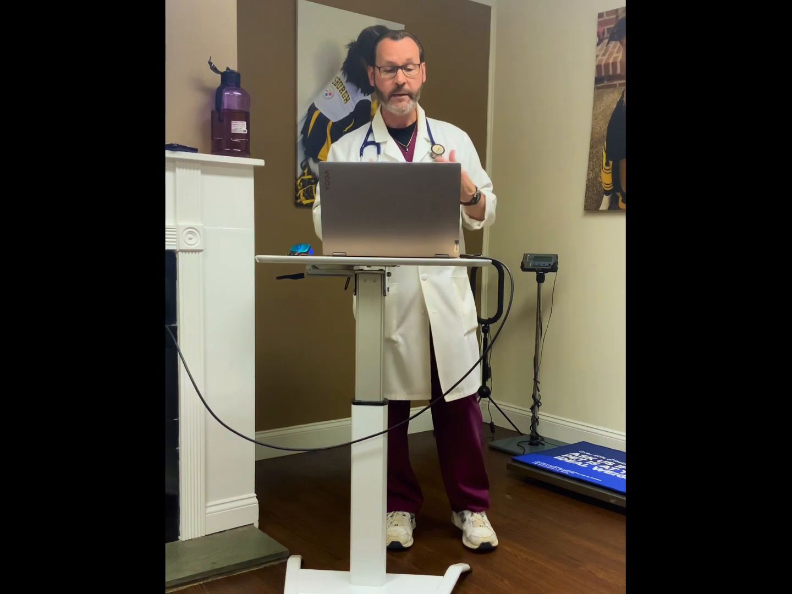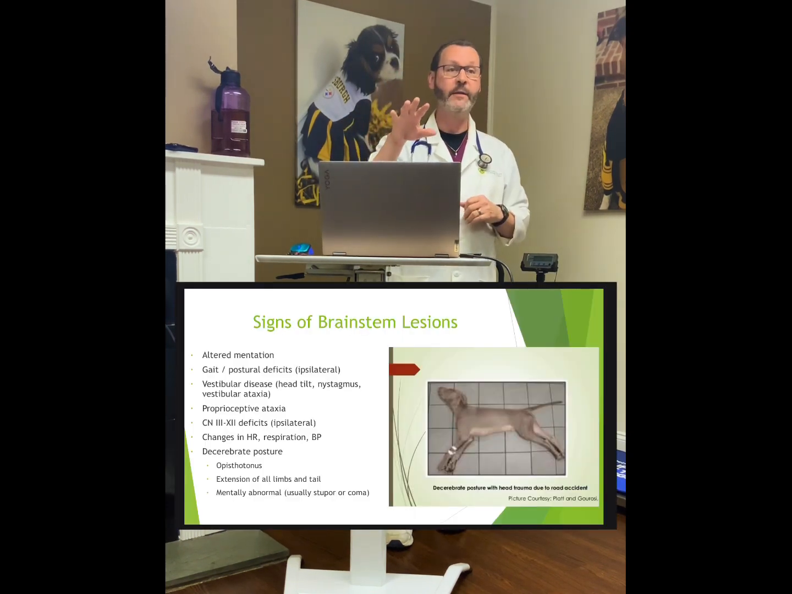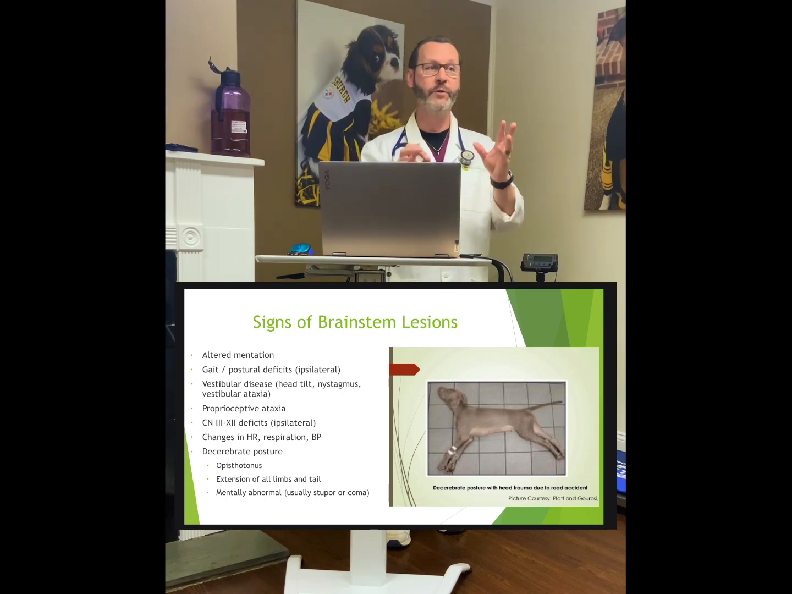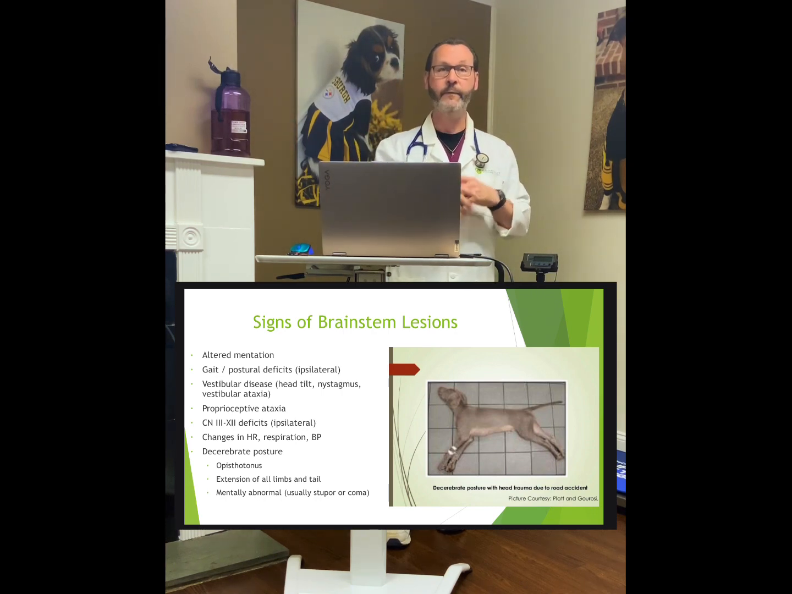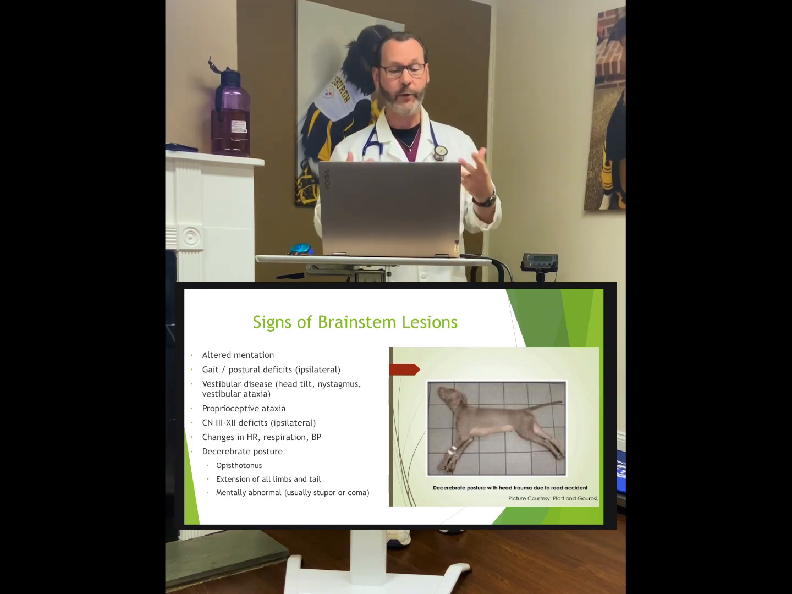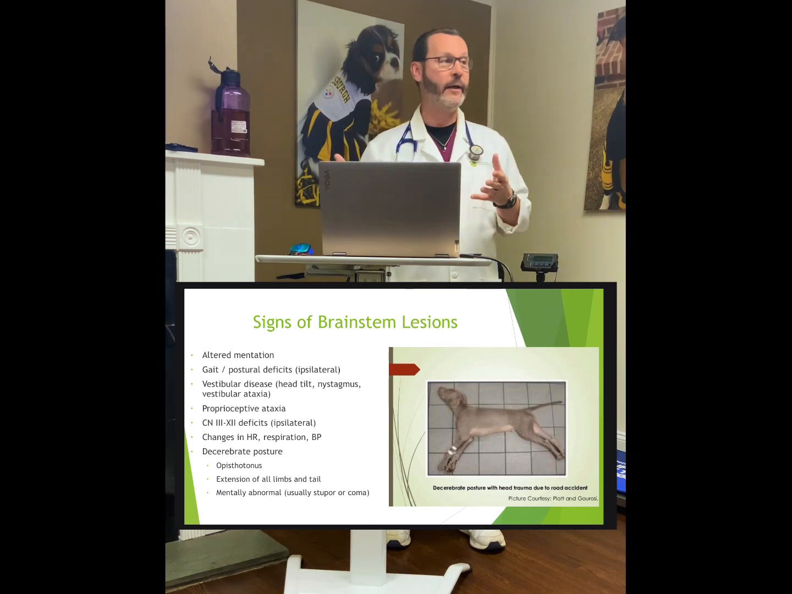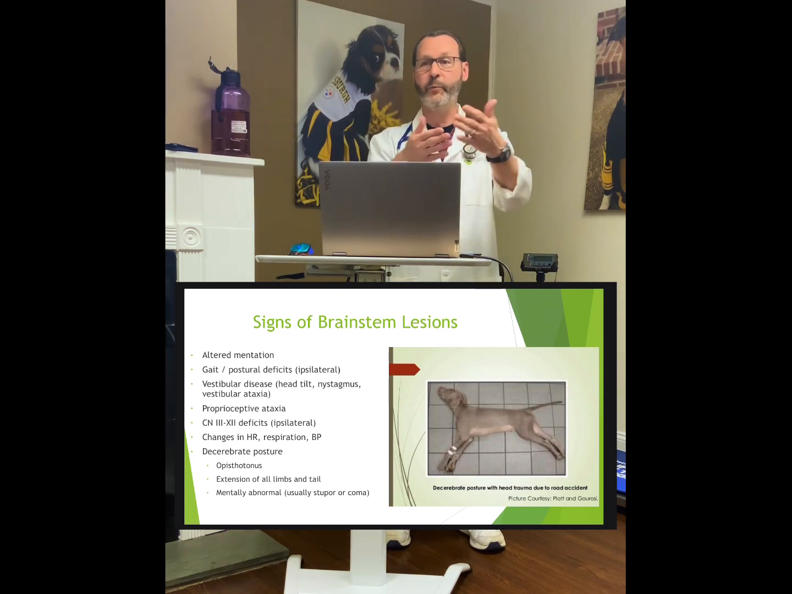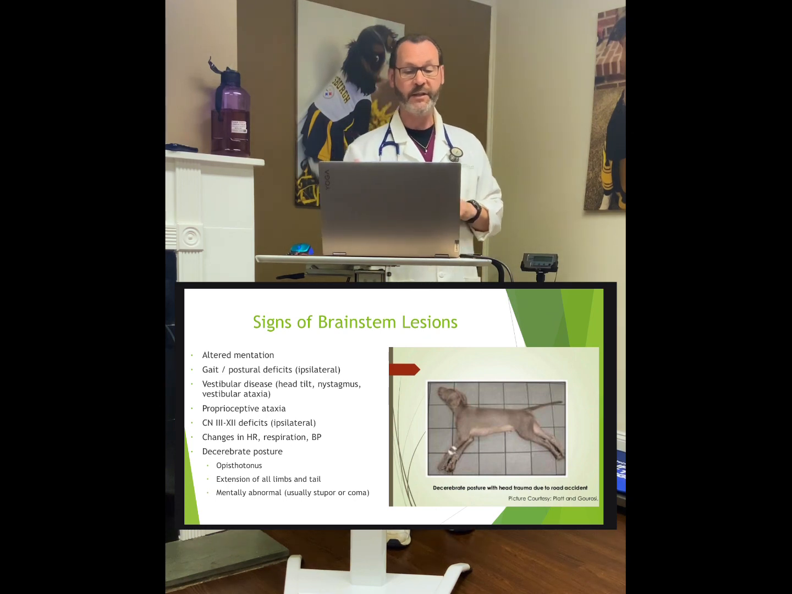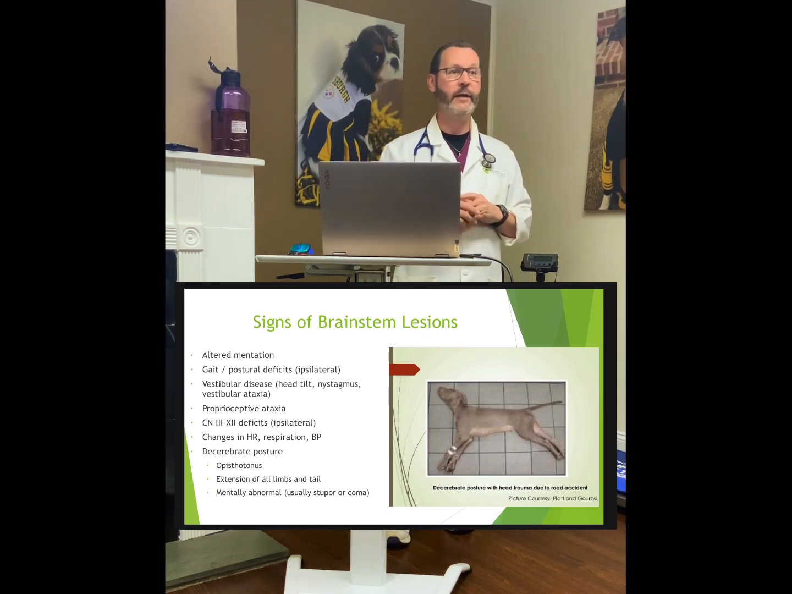All right. Signs of brainstem lesions. Now, these are going to be basic functions of the body, so they're going to be a little bit more obvious. So you're going to have altered mentation, so disorientation or stuporous kind of mentation. Even comatose mentation is going to be associated with brainstem lesions. Gait or postural deficits, which are usually ipsilateral because most of the lesions in the brainstem are going to be caudal to the midbrain. Your vestibular diseases like head tilt, nystagmus, and vestibular ataxia can be there.